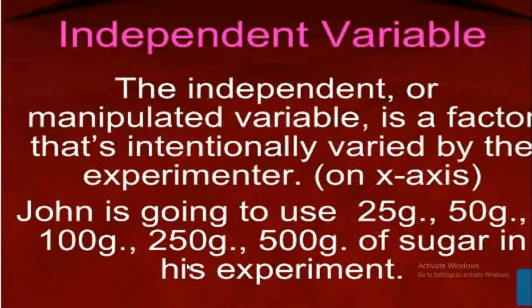An independent or manipulated variable is a factor that is intentionally varied by the experimenter, on the x-axis.